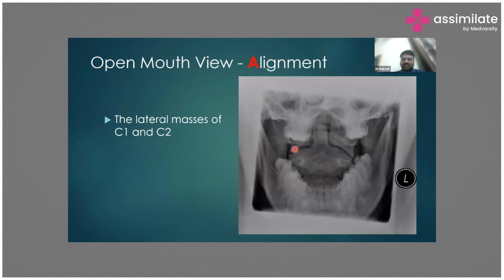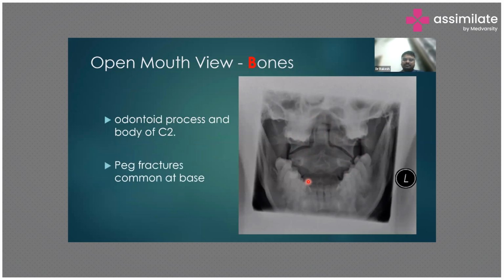Alignment, your lateral mass of C1 should be in line with your lateral mass of C2. Lateral mass of C1 is in alignment with the lateral mass of C2. So this is an aligned open mouth view.